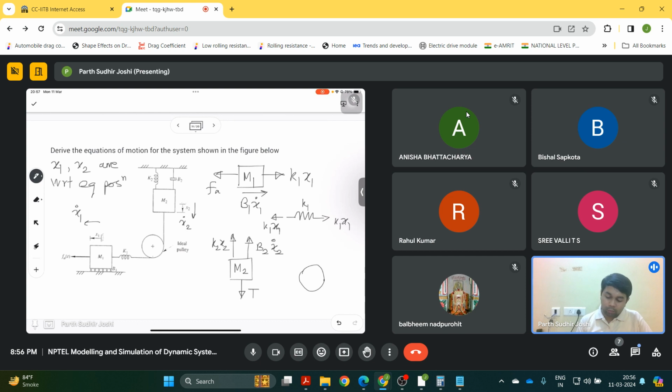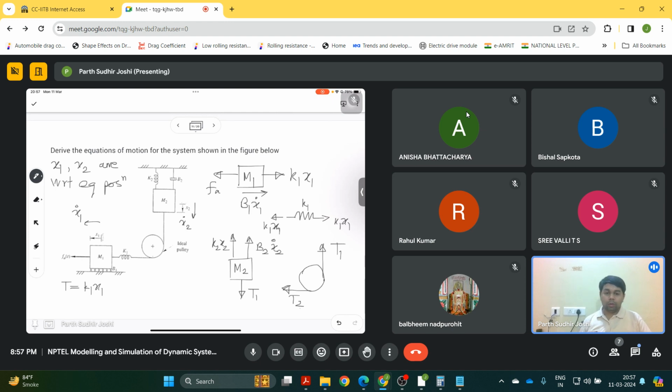And let us draw the diagram for the pulley. There will be tension in the pulley across both the ends, and because this string should remain always stretched, this tension will be equal to the spring force k1 x1 itself. And since it is given that the pulley is ideal, we could actually write it as tensions T1 and T2.